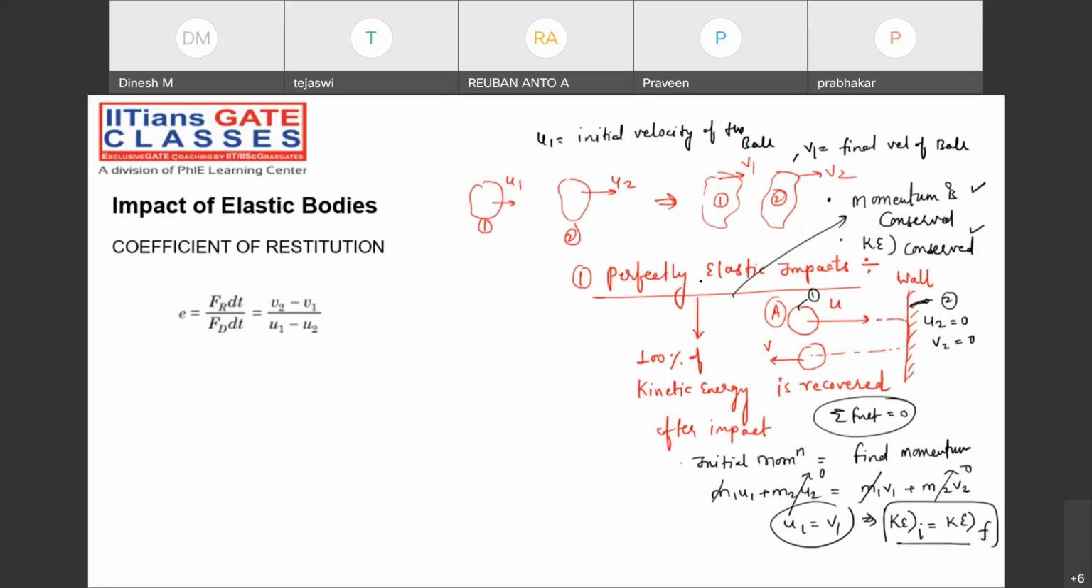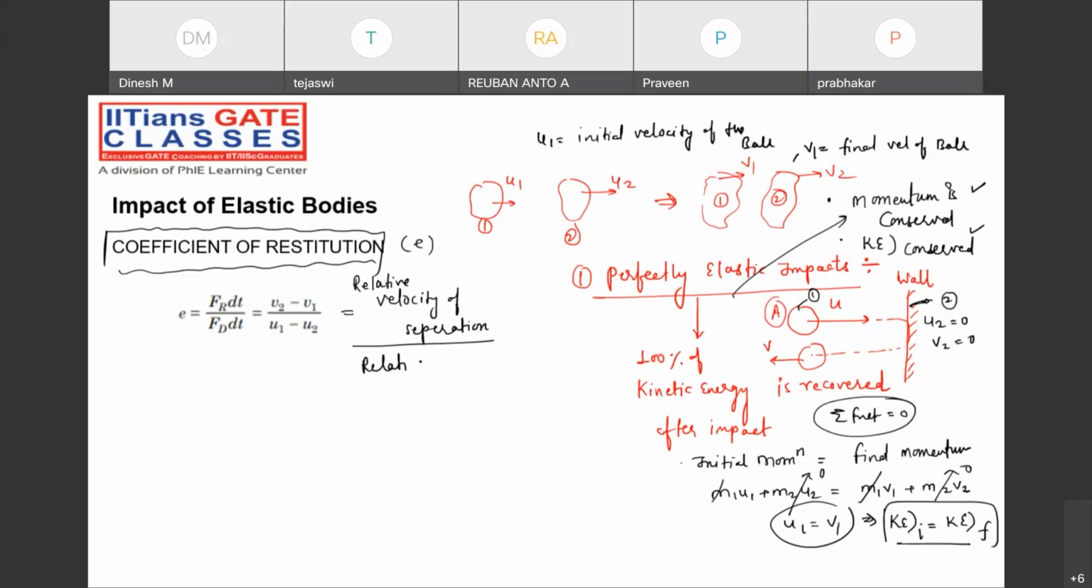Correct? Now, for such a type of system, we define coefficient of restitution. What is the meaning of coefficient of restitution? Note down. It is defined by E. It is a ratio of the relative velocity of separation divided by relative velocity of approach. What is the relative velocity? The difference between the final velocities, and the difference between the initial velocities. That is what we have from this particular formula.